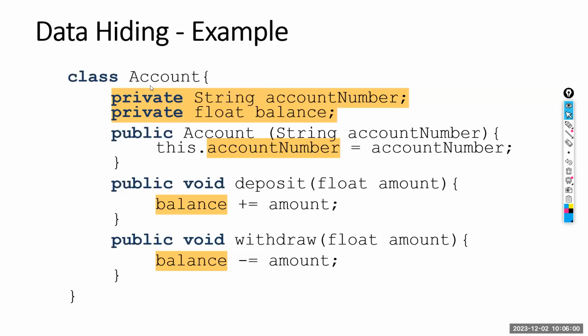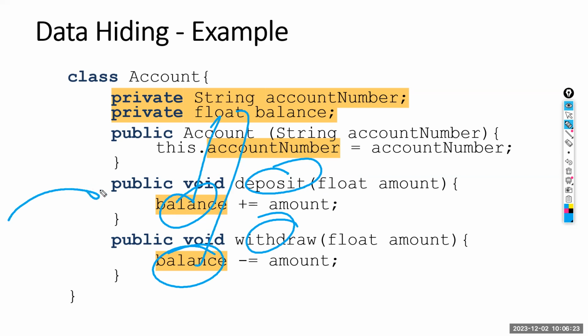So how to do it? You make your attributes private. So the moment you make it private, other objects cannot directly access it. But your public methods can still refer to it, right? Your deposit behavior can refer to the balance. Your withdraw behavior can refer to balance, right? So therefore they have to call the behavior, and behaviors will access and change the values.